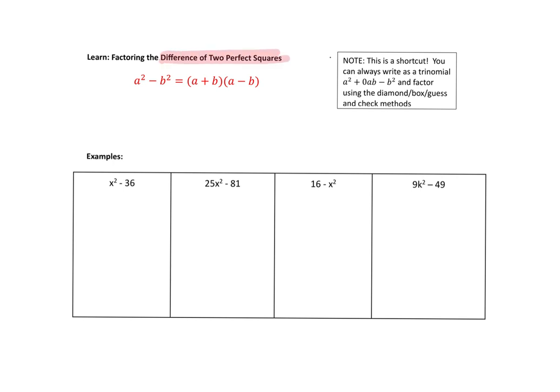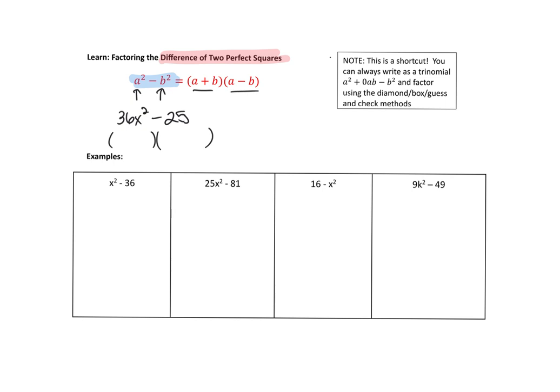So written in mathematical terms, it looks like this. It says, hey, if I have a squared minus b squared, a quick way to factor that is a plus b and a minus b. Okay, now this is a shortcut. This only works if you have two perfect squares here. For example, if you have 36x squared minus 25. Those are both perfect squares. I can use this shortcut to quickly factor it.